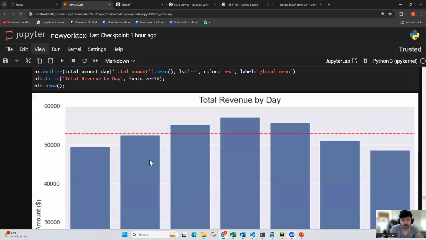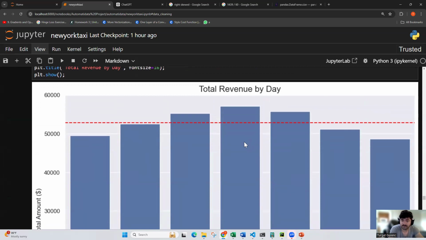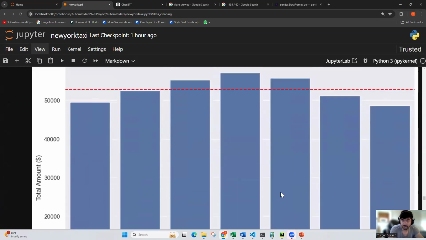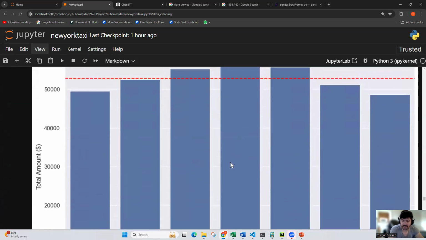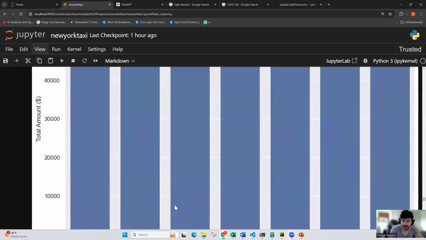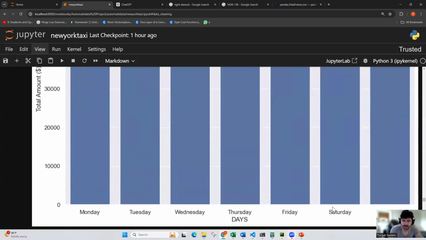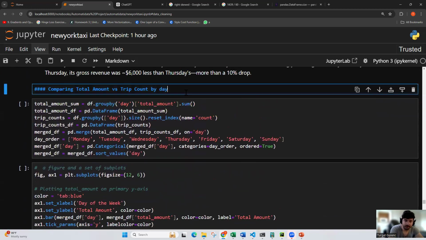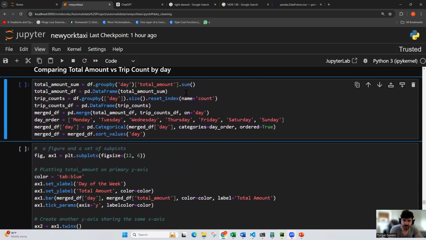Anyway, so as we can see the revenue by day, Thursday, Friday, and Wednesday revenues are high, right? But Monday and Sunday, we have less revenue. Tuesday, Saturday, and these days we have more revenue. Okay, so we have revenues, and we understand which days we are making more revenue.